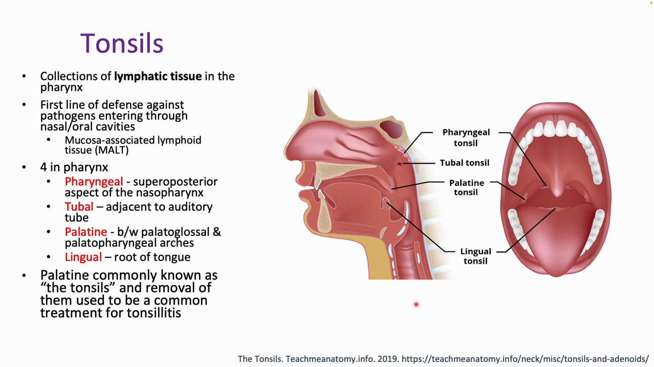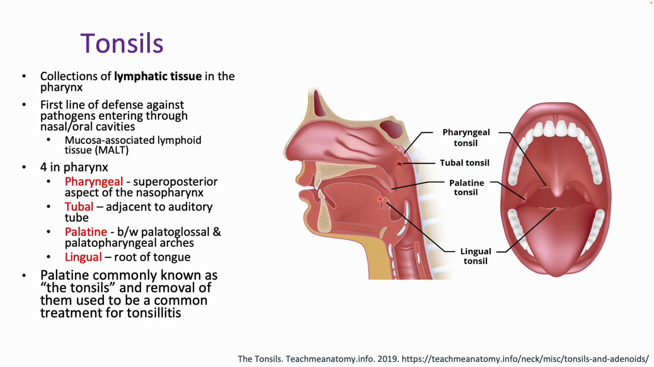Another key topic to remember as we go through here is tonsils. We'll see some different tonsils as we look through the pharynx, but tonsils are a collection of lymphatic tissue in the pharynx. As lymphatic tissue, they're usually the first line of defense as pathogens enter through our nasal and oral cavities. You should maybe have seen in histo this topic of MALT, mucosa-associated lymphoid tissue. That's what these are.